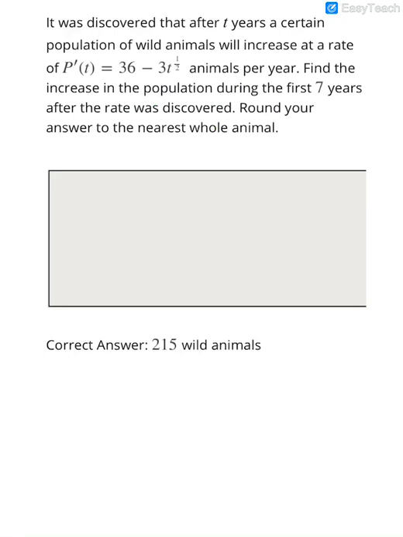Okay, so on this final problem, it was discovered that after t years, a certain population of wild animals will increase at a rate of P prime equals 36 minus 3t to the 1/2 animals per year. So they are asking me to find the increase in population. So again, if this is the derivative of population, if we integrate the derivative, that gets us back to the actual population function. And we're looking during the first 7 years, so we're going from t equals 0 to 7. And in this case, we are integrating with respect to t. So I'll go ahead and integrate.